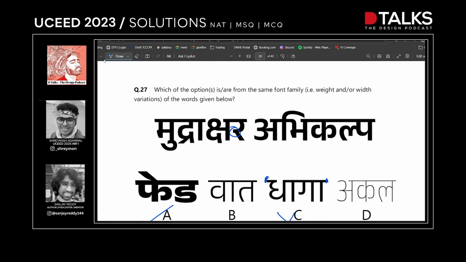Another difference I just noticed. A, B, and D, all three have a very slight curve or slight edge to them, so they could be an option. So we have done B. Then last is D.